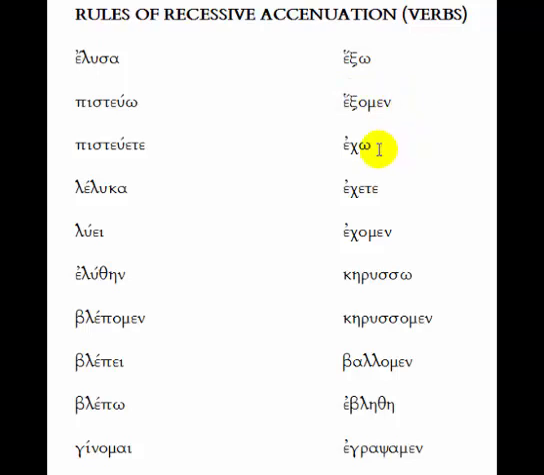Now, echo, echo. Actually the same verb as hexo, but in a different tense. This is the verb to have. This word literally means I have. So we're going to be going back again and accentuating this syllable here because that's the one that was called for by the rules of recessive accentuation. Okay, so there we go. Echete. Same deal here. One, two, short, short. So we can go all the way back here.